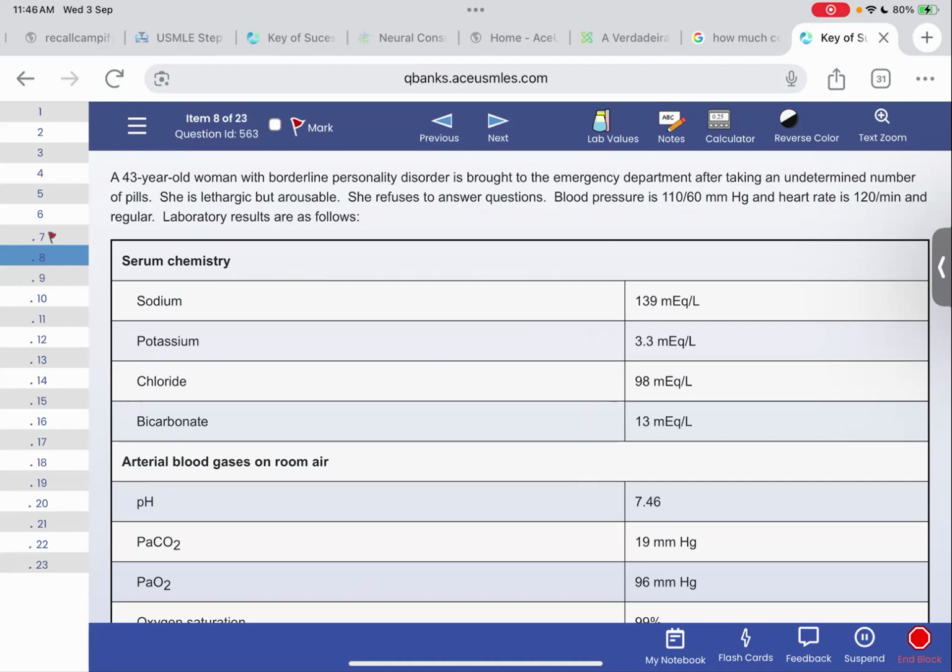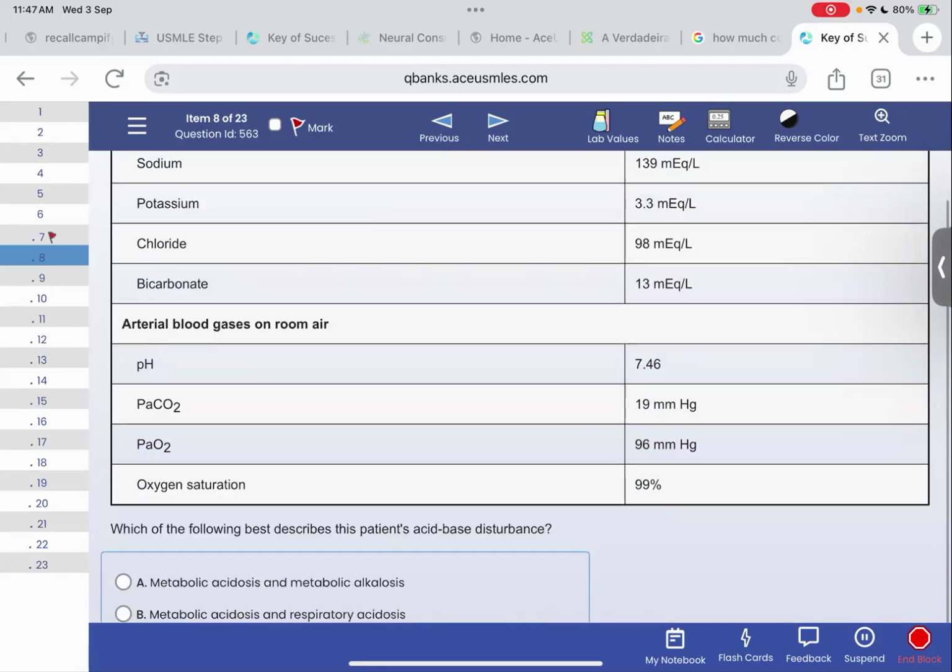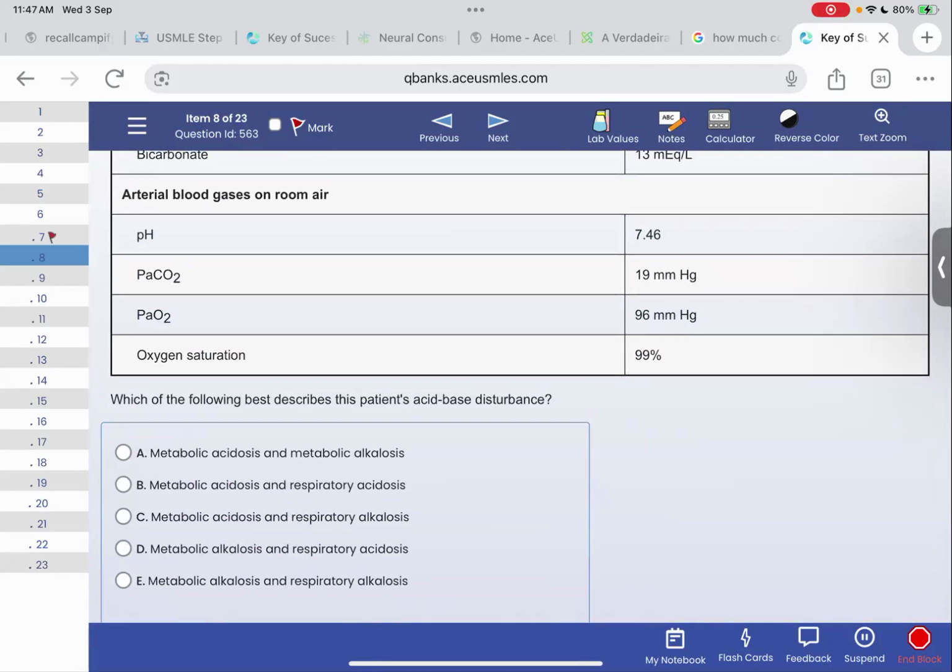A 43-year-old woman with a borderline personality disorder is brought to the emergency department after taking an undetermined number of pills. She is lethargic but irascible. She refuses to answer questions. Blood pressure is 110/60, heart rate is 120 and regular. Laboratory results are as follows. Which of the following best describes this patient's acid-base disturbances? So we have again the same question. What is the condition?